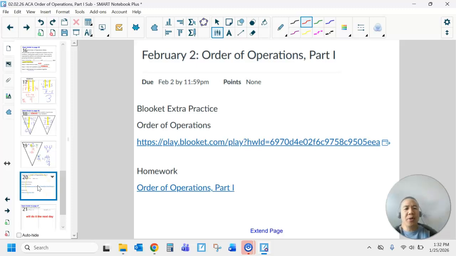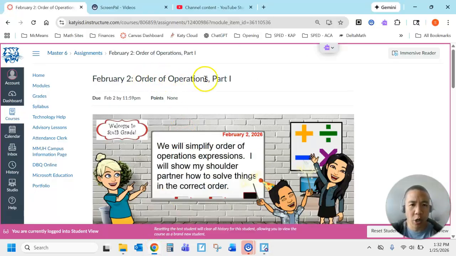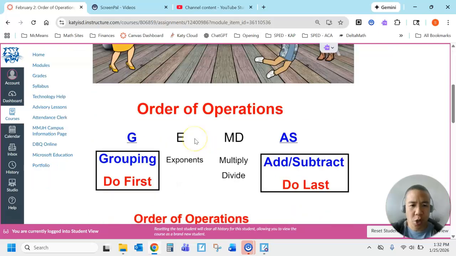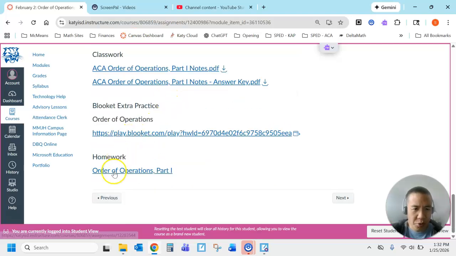So what you're going to be doing now is I would like you to please go to Canvas at this time. Today is February 2, Order of Operations Part 1. Scroll, scroll, scroll. This is what we learned today. Grouping comes first, adding, subtracting, gotta do it last. Please click on the homework so you know what the homework is. If you do not finish it during class, you can also finish it during advisory or finish it at home. Then if you're done with everything, you may work on this booklet to test yourself to see if you did learn this within 1 day.